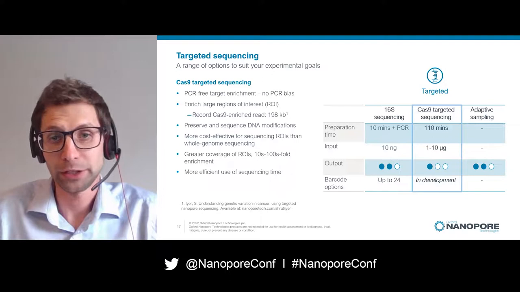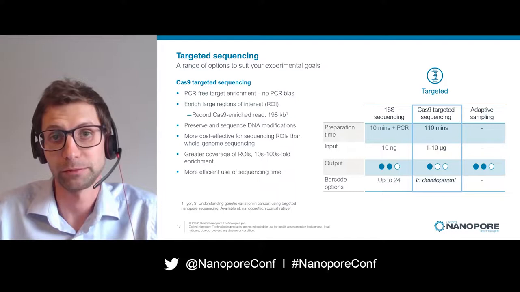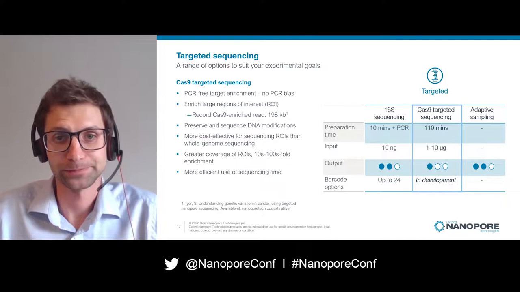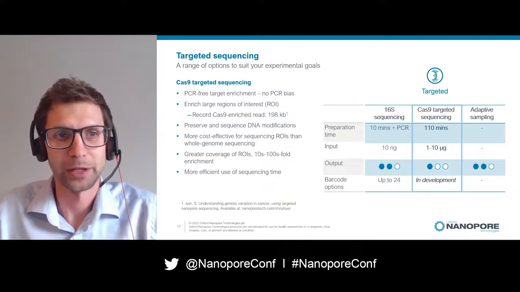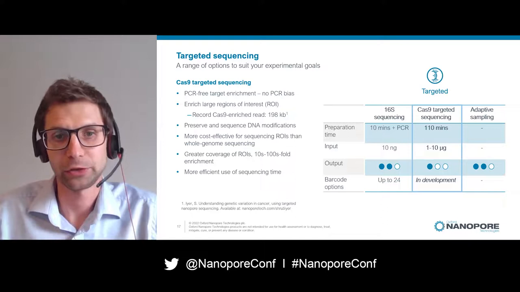If you are looking for a PCR-free enrichment method, for example, if you still want to study base modifications such as methylation, then the Cas9 kit would be an excellent choice. It allows you to generate a high coverage of a particular region of interest. You can still get long reads up to 100 kilobases and beyond. And you can design your own probes to target and excise your region of interest or multiple regions of interest.